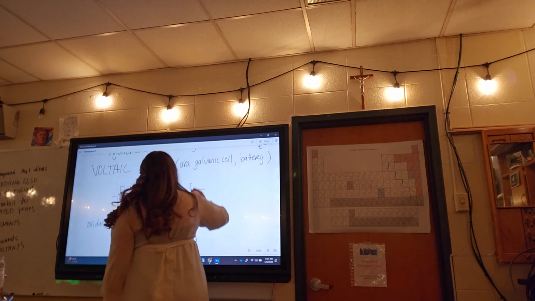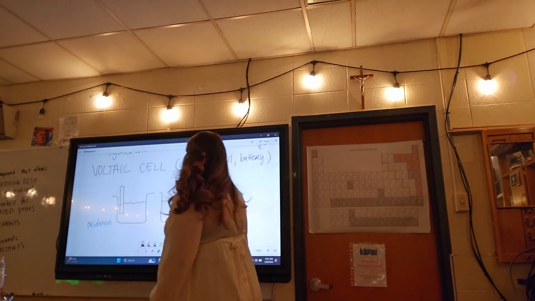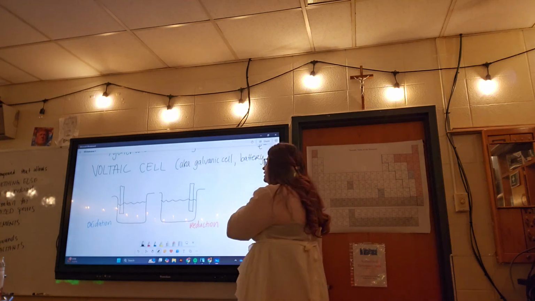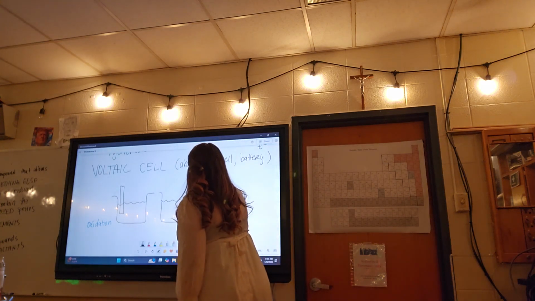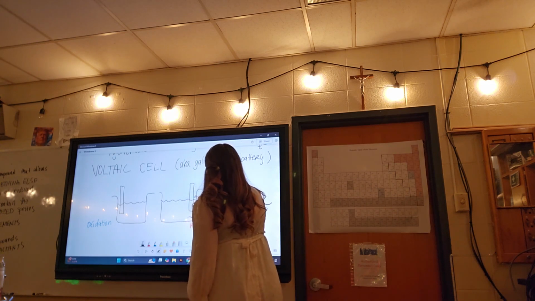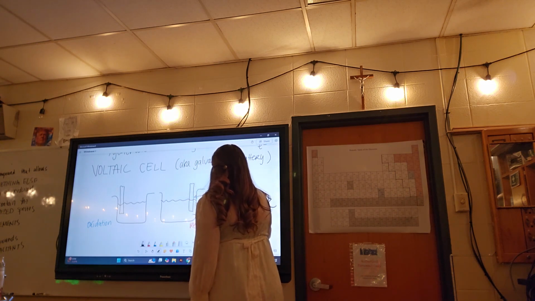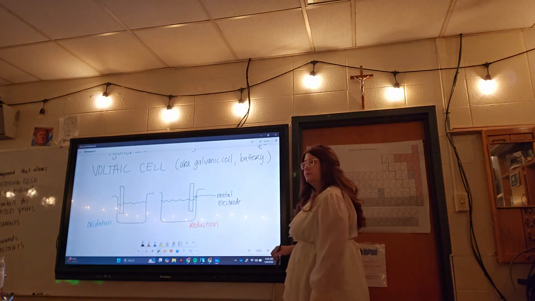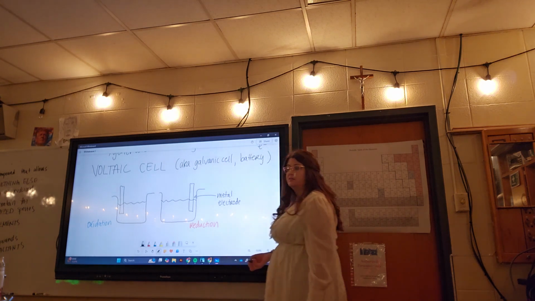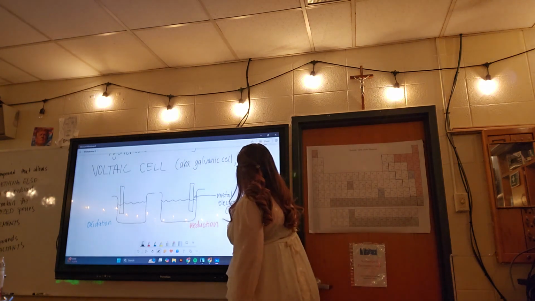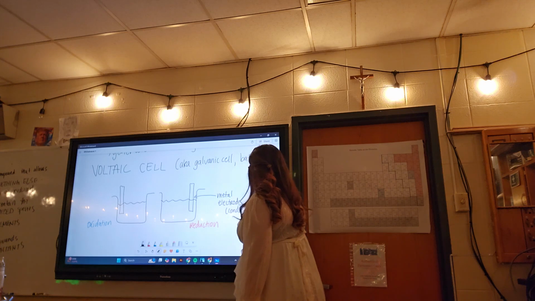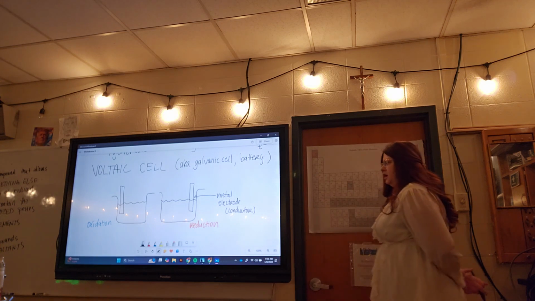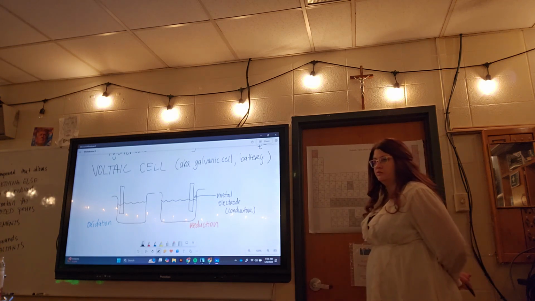Okay, so what is in these like two little separate containers here? You have these rectangles that I've drawn on here. These are metal electrodes. Do you know what an electrode is? Have you heard that word before? It's something that conducts electricity. Metals are an excellent conductor. There are other things that are conductors as well.